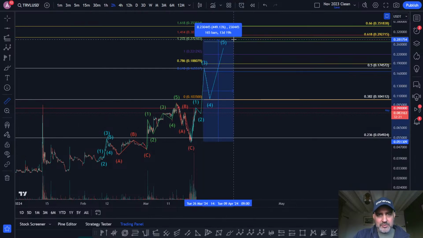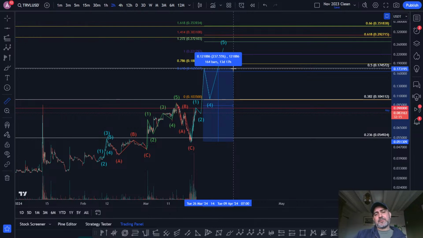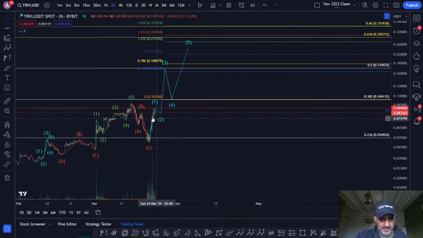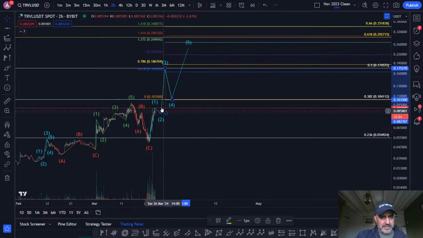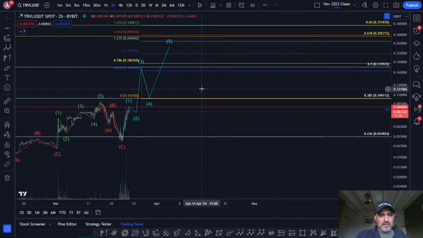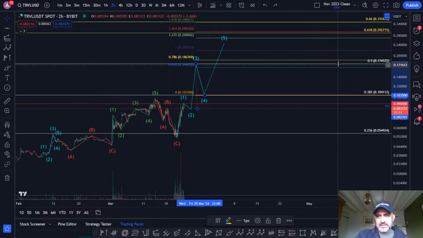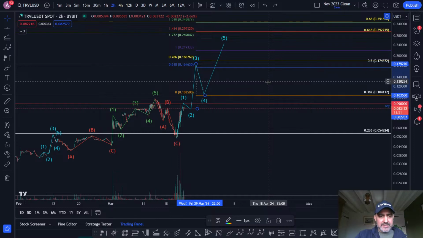It's not crazy. But if we go from here to here, that's an extension. Look at that, that's 450%. If it just ends here, that's only 230. It's not crazy. I'm not crazy enthused by that, to be honest with you. So we have to count the waves. I think we're coming to the end of our wave 1 now, and we're in a wave 2 correction. Yeah, and we just have to see what the next wave is going to be.